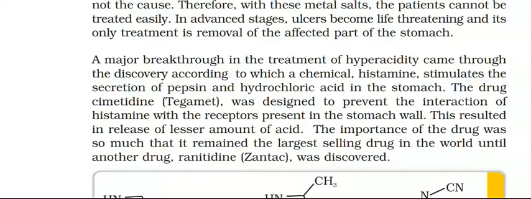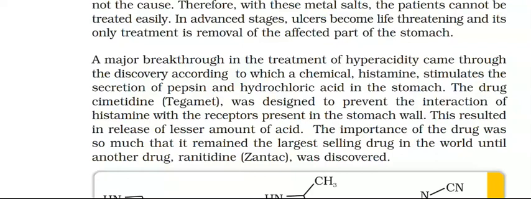So, a drug was designed called cimetidine, and it could check the interaction of histamine with the receptors present in our stomach. So, in other words, we can say the drug cimetidine checks the release of excess of acid in the stomach.